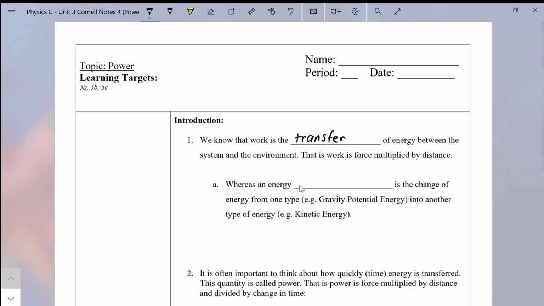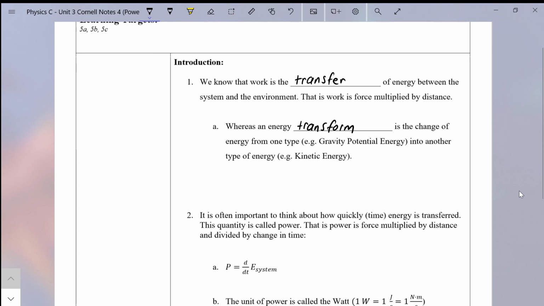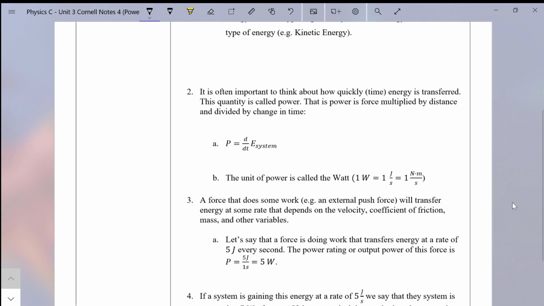Now, on the other hand, we have this idea of an energy transform, where an energy type is transformed from one thing to another. So we could have kinetic energy that is transformed into maybe a gravity potential energy or a spring energy. In that case, we are basically transforming the energy from one type to another. Now, there's also a lot to talk about with one of those problems that has to do with transferring it as heat versus transferring it as work done. And we'll get to that when we get towards the end here.